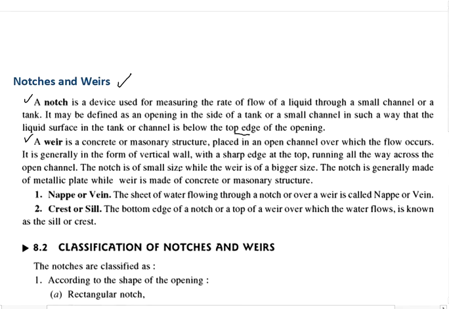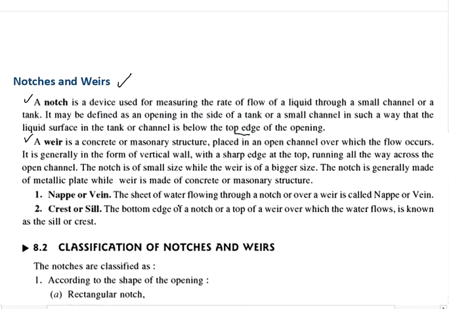The notch is of small size and the weir is always of a bigger size because it is a concrete structure. The notch is generally made of metallic plate, while a weir is always made of a concrete masonry structure, as we have already said.